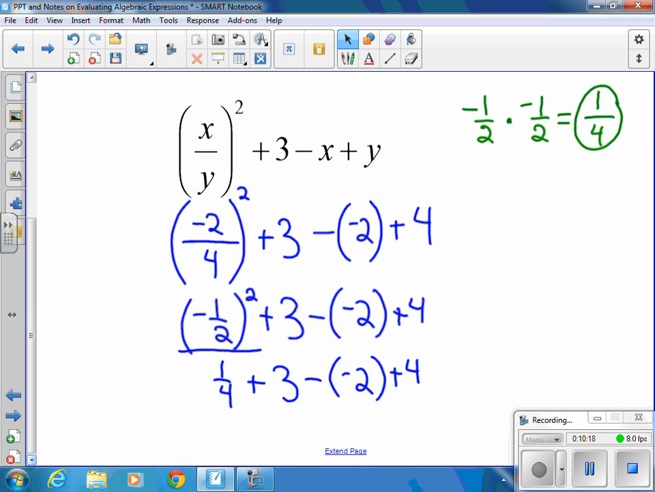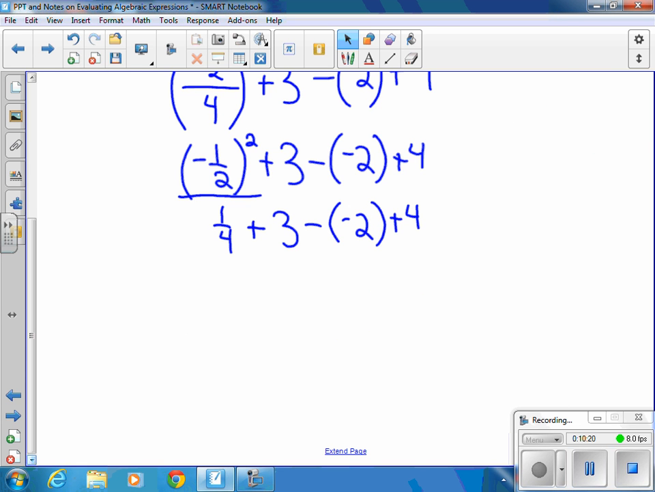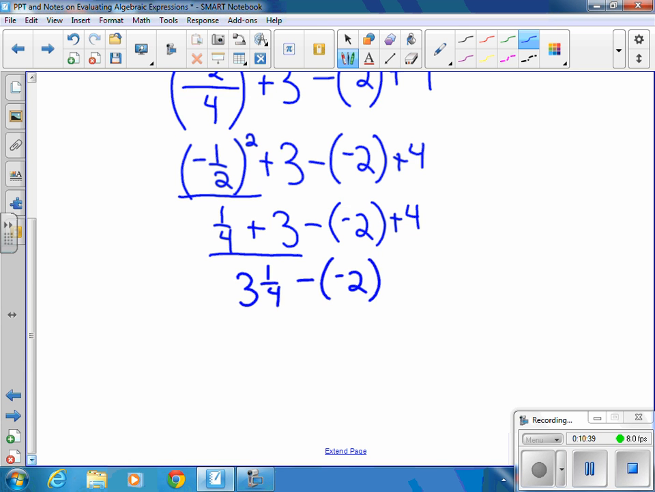Okay, now we need to make sure that we are following our order of operations. So all I have left here is adding and subtracting. Well, that's easy enough. I'm going to go left to right. So I'm going to underline this. 1/4 plus 3 is 3 1/4, right? And I'm subtracting everything else. Well, I'm doing the rest of this. Minus -2 plus 4.